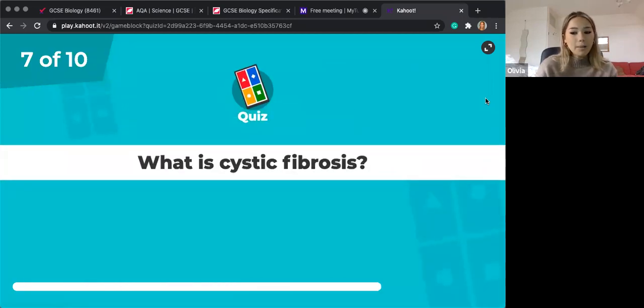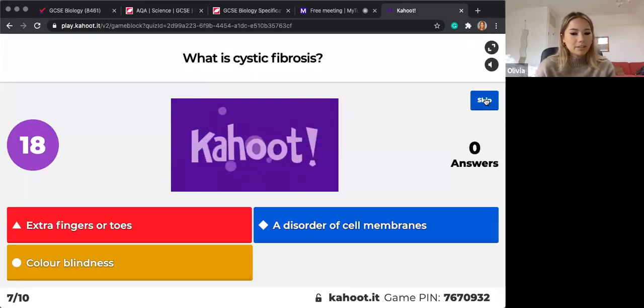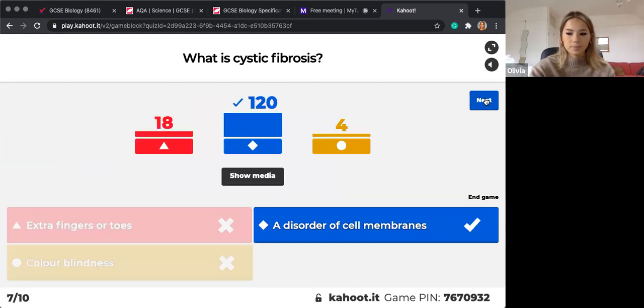What is cystic fibrosis? Can we remember that? Is it where we have extra fingers or toes? Is it a disorder of the cell membranes, or is it colour blindness? Have you been paying attention? Good, so cystic fibrosis is the disorder of the cell membranes.